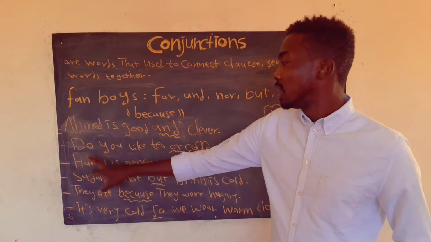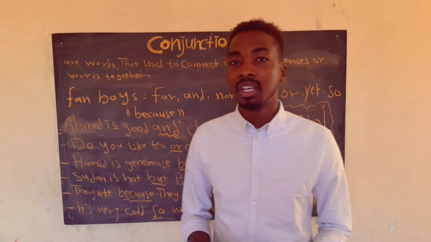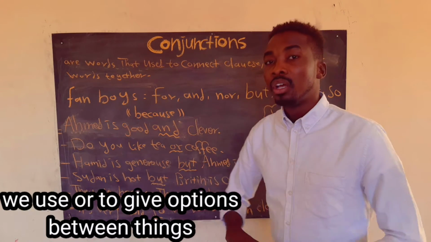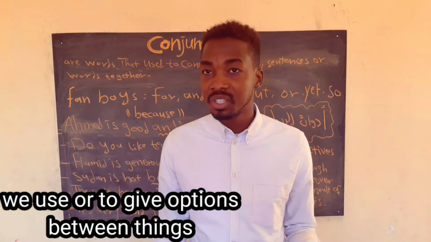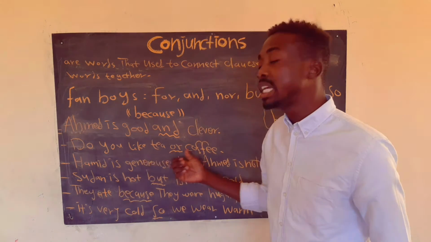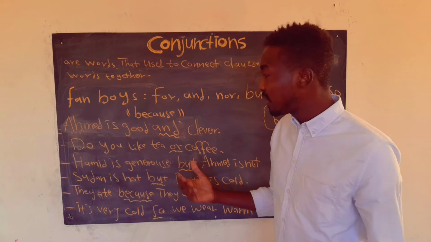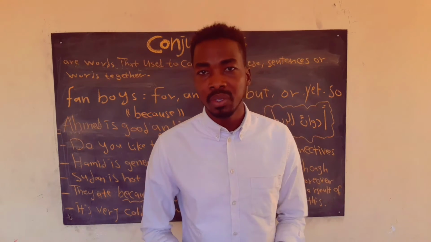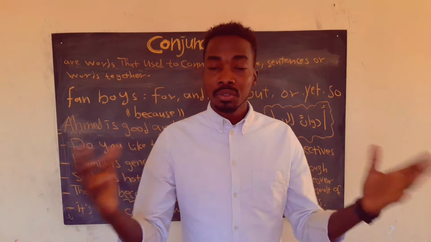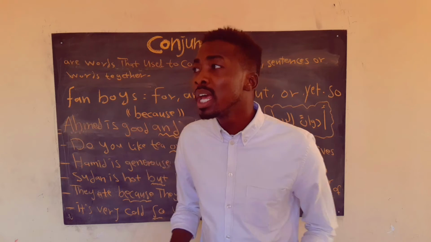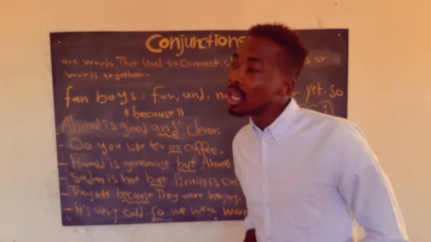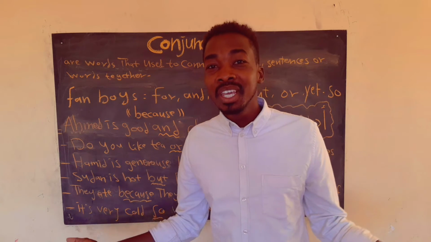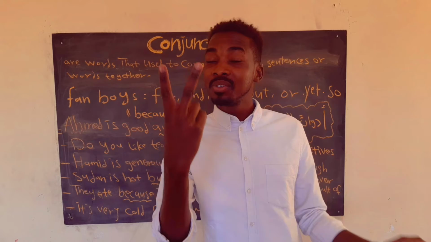Also, we have or. Do you like tea or coffee? I use the conjunction or here to give you options between two things, between tea and coffee. So we use or to give options between two adjectives, two nouns, or two objects in general. Do you like black or yellow? Do you like Real Madrid or Barcelona? I give you options between the two. You have to choose one of them.